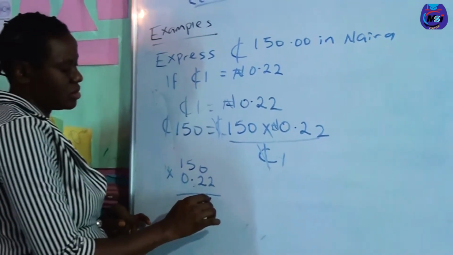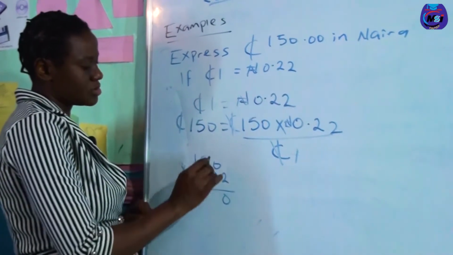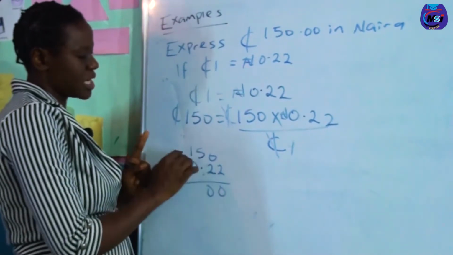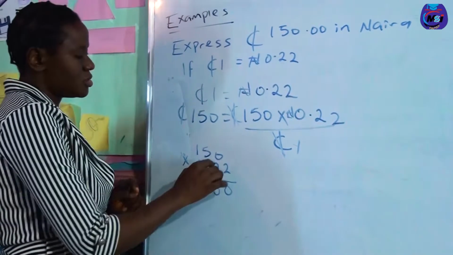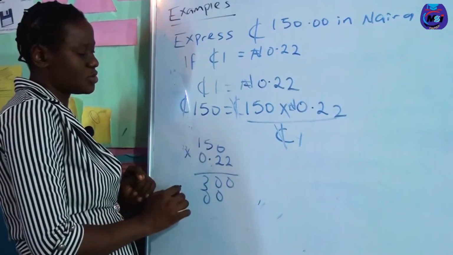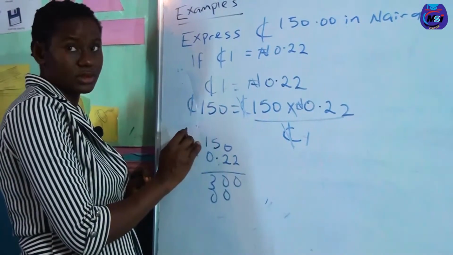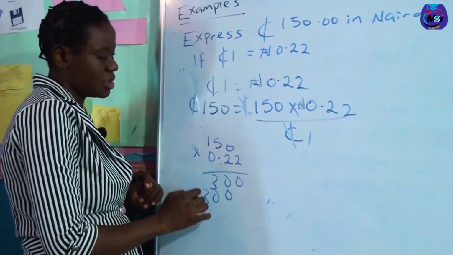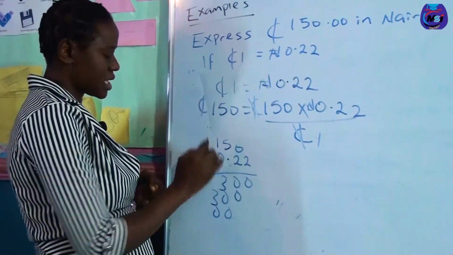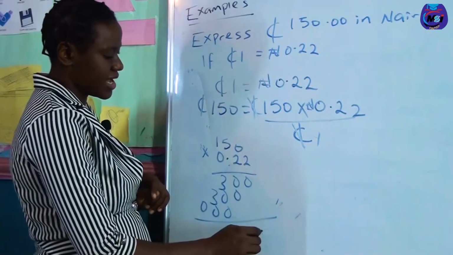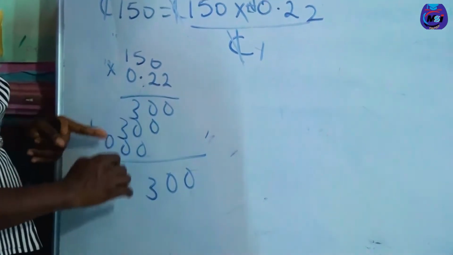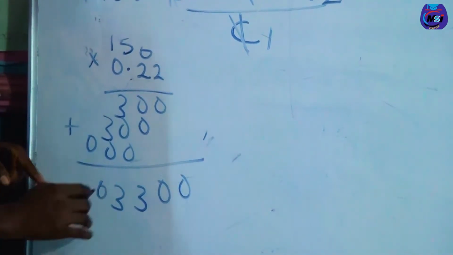2 times 0, 0. 2 times 2, 2 times 5. 2 times 5 is 10, lift 1. 2 times 1 is 2 plus 1, 3. 2 times 0, 0. 2 times 5, 10, lift 1. 2 times 2, 2, 2 times 1, 2, plus 1, 3. Now 0 times 0, 0, 0 times 5, 0, 0 times 1, 0. So we have 0, 0, we are adding 3 plus 0, 3, 3 plus 0, 3, and 0 here.